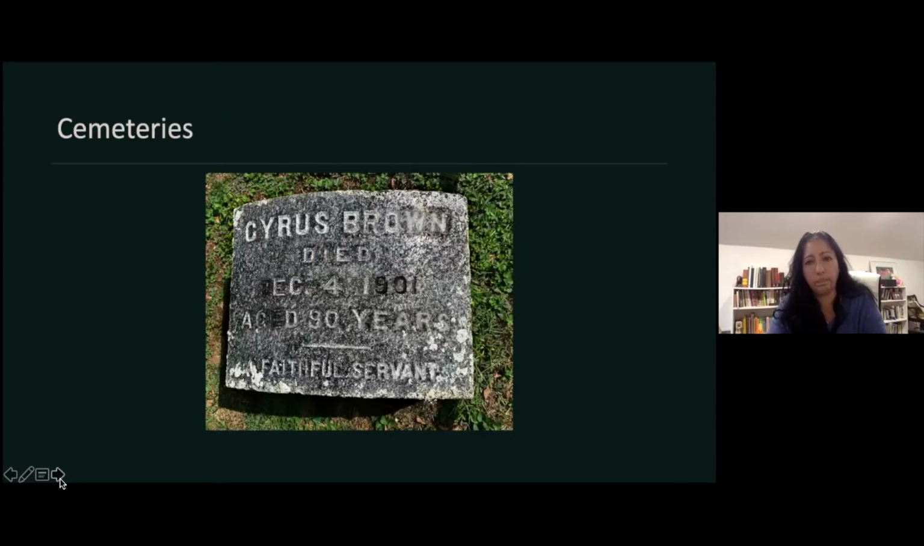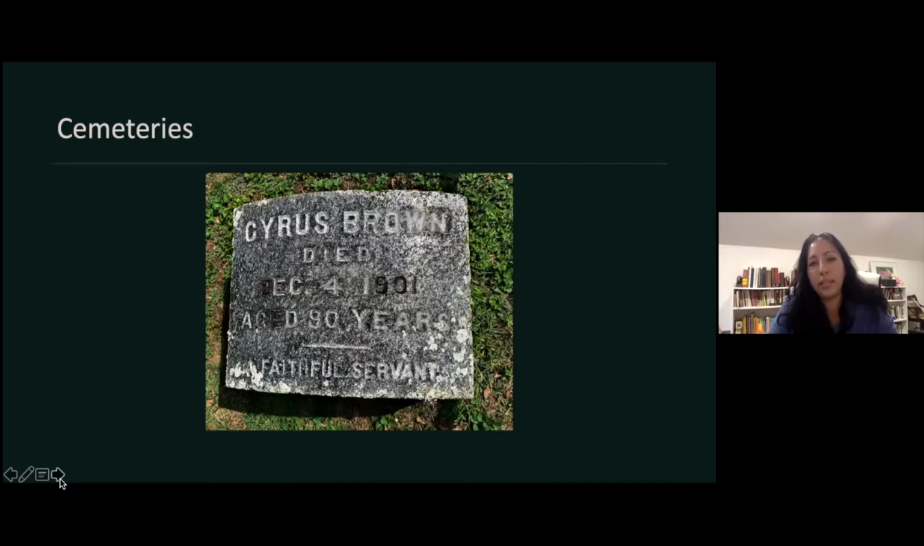Cemeteries. Walking through a cemetery has always been useful to us. It continues to be useful to us. But again, you have to think about it in terms of the larger story. So very recently, we found this gentleman at a local cemetery. He died in 1901. He was 90 years old. That meant that he was born about halfway through the period of gradual abolition.